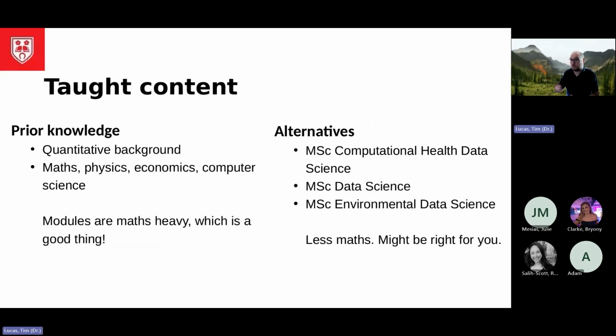The modules are maths heavy, but this is a good thing, right? You're really getting to grips with what these models are doing from the very basics all the way through and getting a deep understanding of statistics and data science. If you don't have a quantitative background, there are alternative degrees here at the University of Leicester. We have a number of MScs in data science now. Most of those other degrees are much more conversion courses where you don't need a quantitative background. This degree, you need a quantitative background. You'll be getting into the nitty gritty of what maths is happening behind the shiny software that you sometimes see.